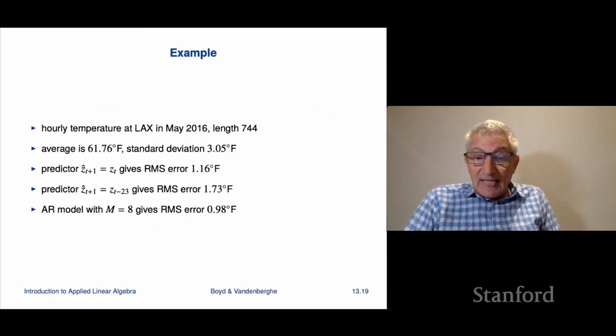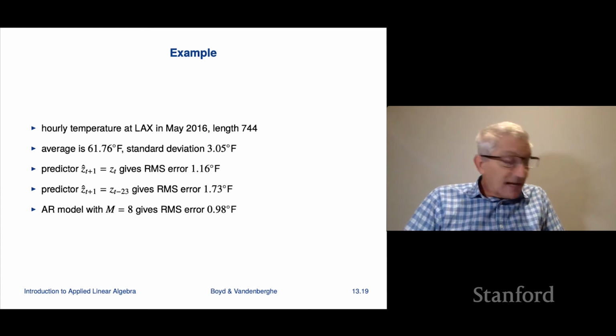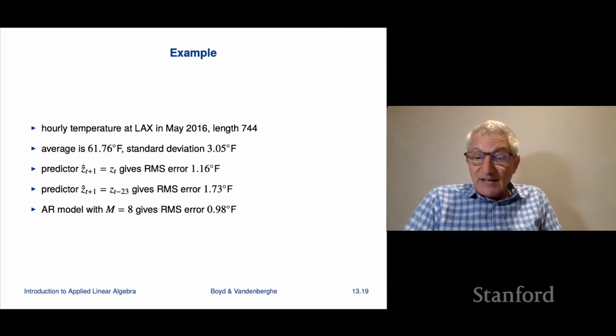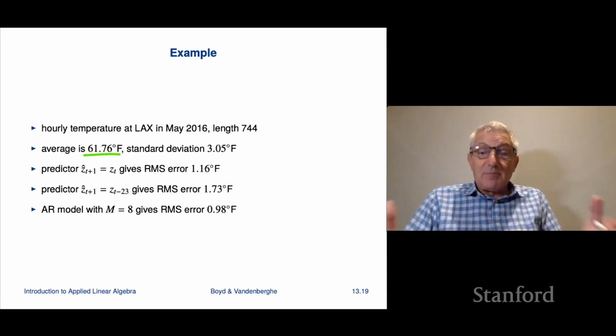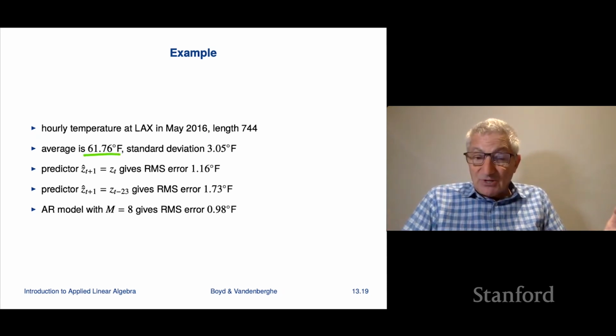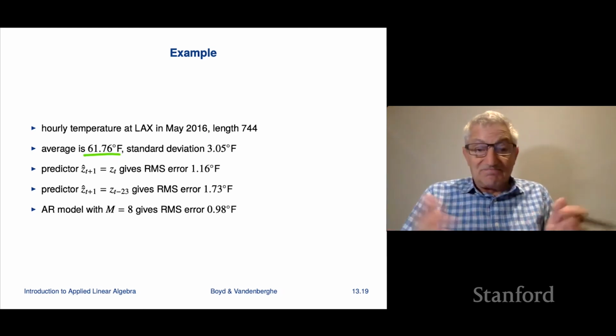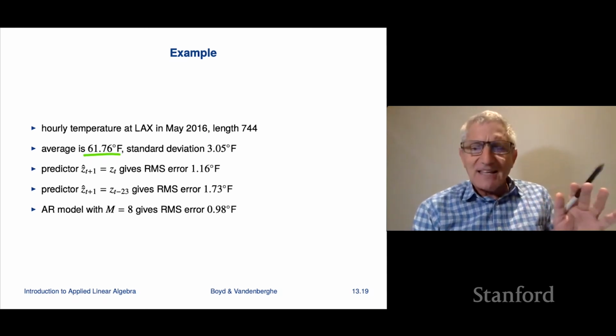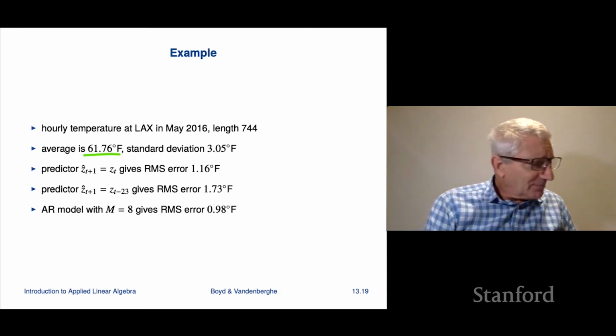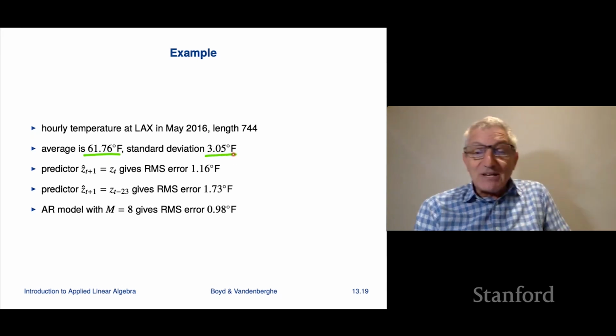We'll look at an example. The data is this: it's the hourly temperature at LAX, the airport in LA, in May 2016, and we've got 744 hours worth of data. On that data set, the average is 61.76 degrees Fahrenheit, and I apologize to people who come from countries that are civilized and use actual units, but sorry. Think of it as adding a nice cultural flavor to it, okay? And the standard deviation is 3 degrees Fahrenheit, right?